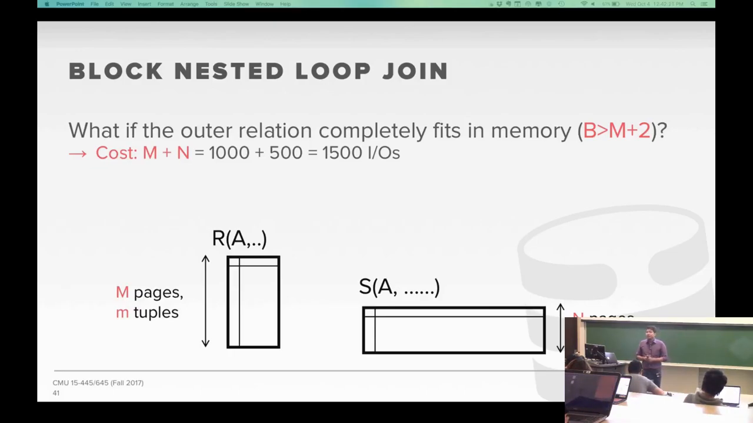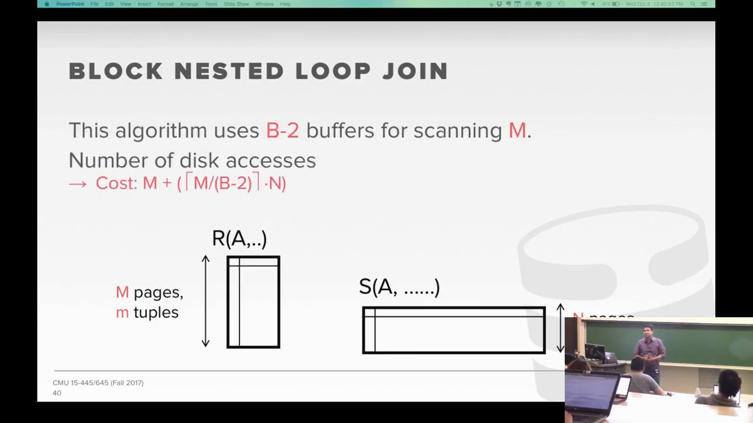You will need M IOs to fetch the entire outer table, because in a particular IO you can only fetch one page. Then you need N IOs to fetch the inner table, and then everything is in memory, so you don't need to do any more IOs. We are not worried about outputting it to disk. Everything can be done in memory, so the number of IOs would be M plus N. This is the best case scenario, and it is basically a special case of the general algorithm, the general equation.